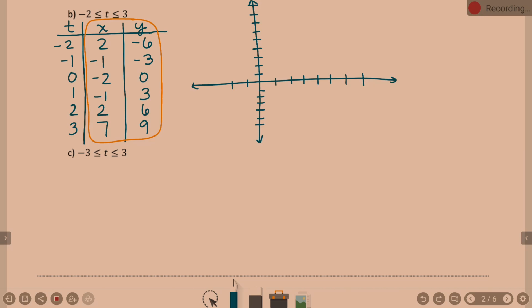Okay, and graph away. 2, -6 means I'm going right 2 and down 6. -1, -3, left 1, down 3. -2, 0, left 2, up or down 0. -1, 3, so left 1, up 3. 2, 6, right 2 and up 6. 7, 9, right 7, up 9.